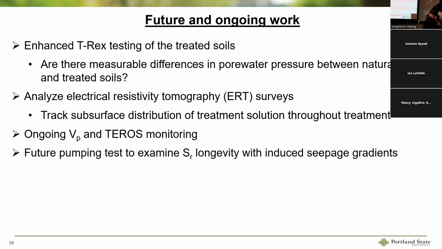And then next summer, potentially, part of the reason why we want to do retreatment is to do a pumping test at the site to induce fresh groundwater through the treated area, to then also monitor, kind of speed up time, so to speak, to monitor how saturation changes with that sped up time.